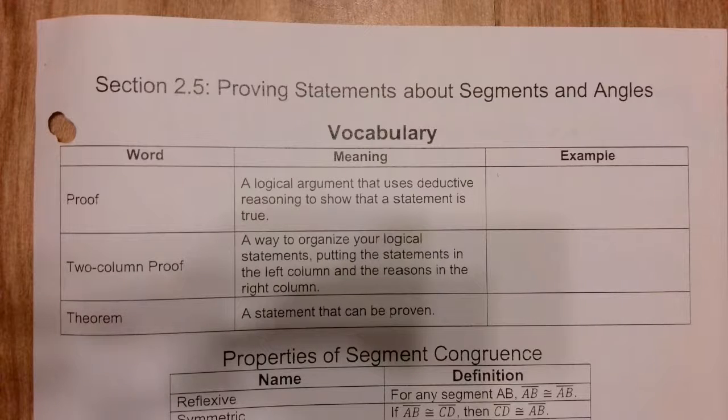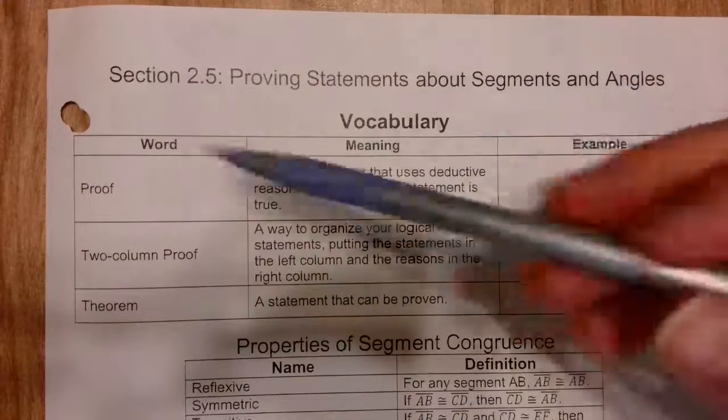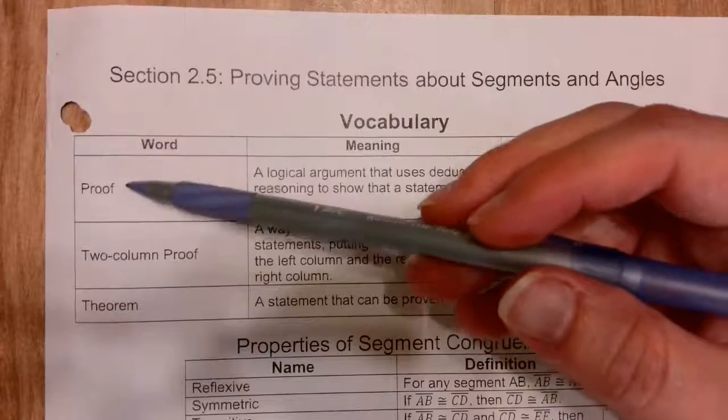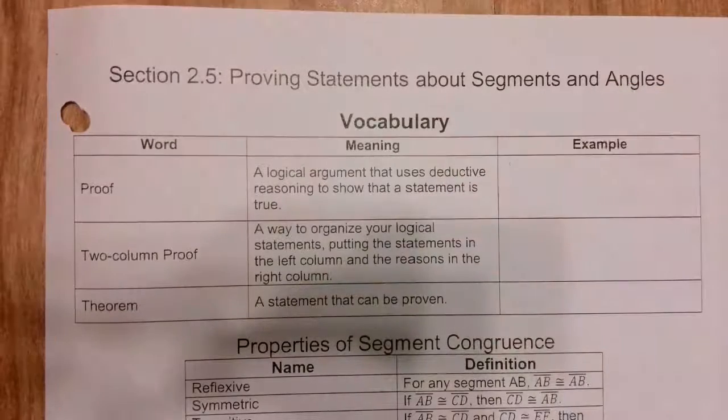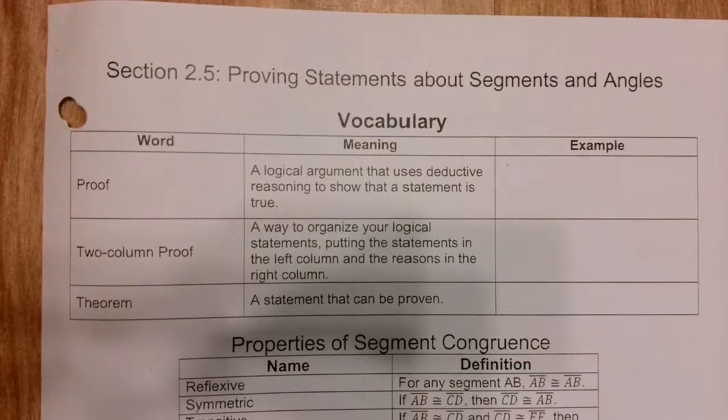All right, so section 2.5, proving statements about segments and angles. Not a lot up here other than we are doing proofs. If you've heard anything about geometry, it's probably about proofs. Forget everything you've ever heard about it. It's like putting a puzzle together. I will give you the pieces and I will tell you how to put them together. You just have to follow the directions I give you and put them together.